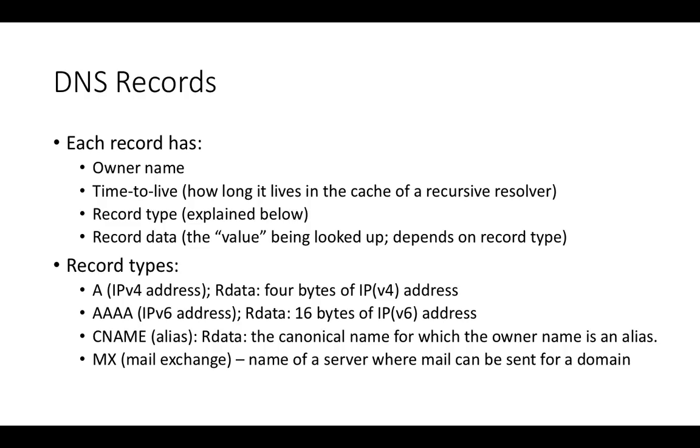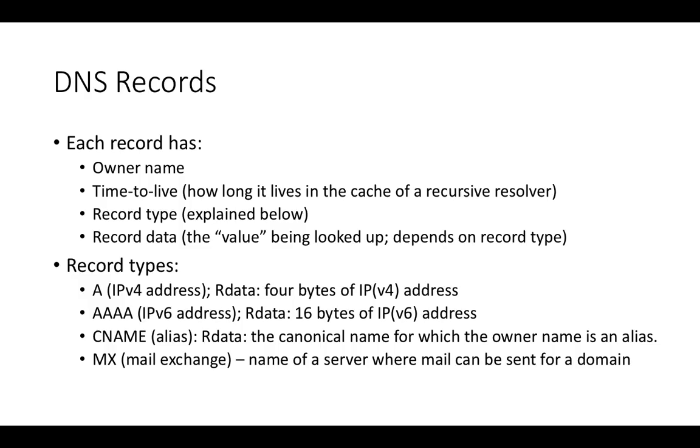And actually, let's skip down there. So record types, these are where you look up, for example, an address versus something else. One of the most common record types is type A, which corresponds to an IPv4 address.